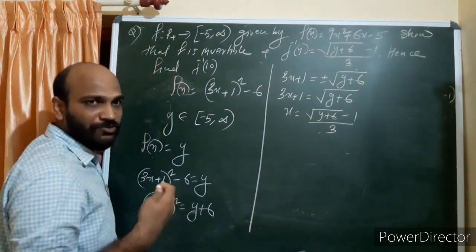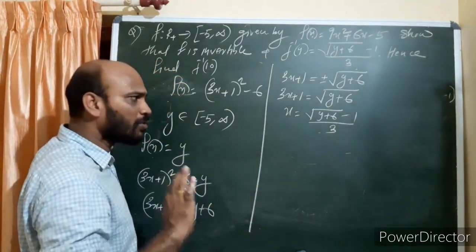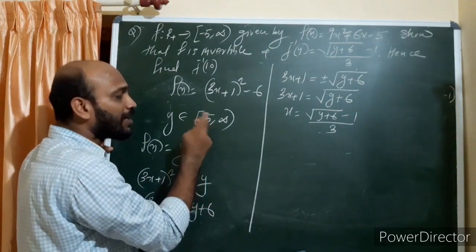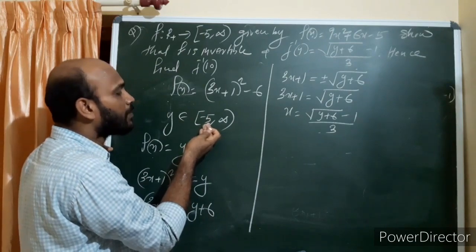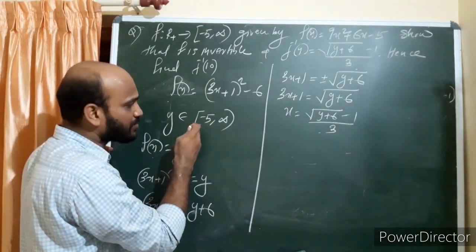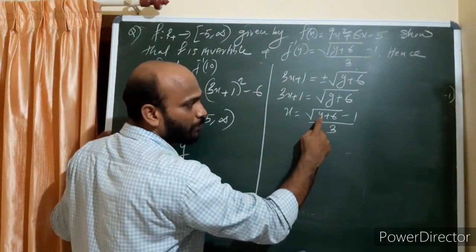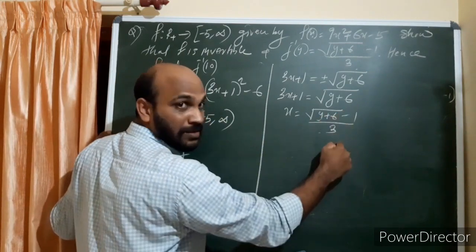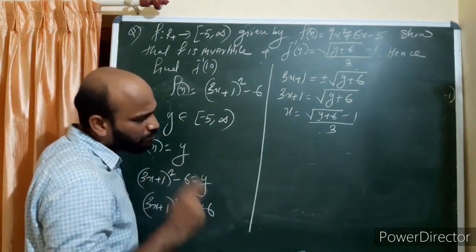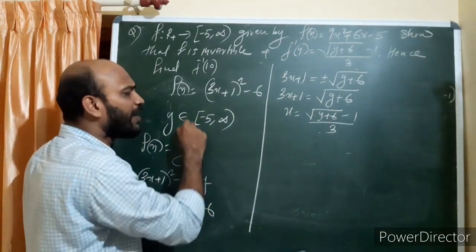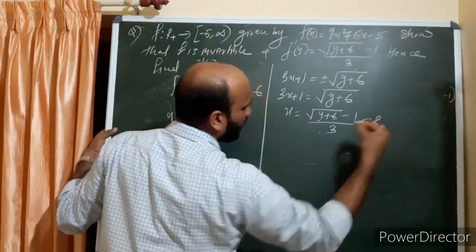Root of a positive value, we can find (root 2 minus 1) by 3. It is a positive real number, so no problem. If you take any value outside this interval, suppose y equal to minus 6, then what is the value of x? When y equal to minus 6, this will become root of 0, that is 0, minus 1 by 3. Minus 1 by 3 does not belong to R plus, because R plus means positive real numbers. So if you take any value in this interval, it is always defined, so it belongs to R plus.